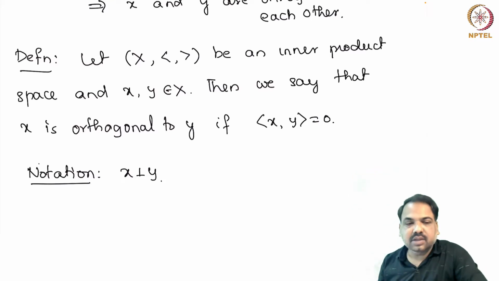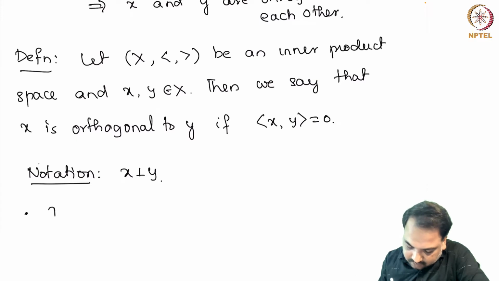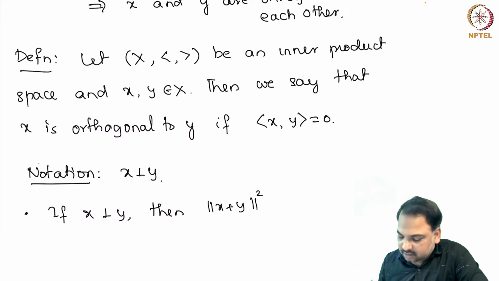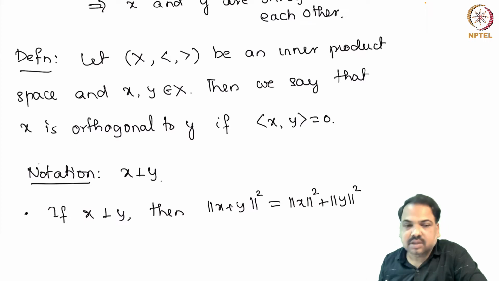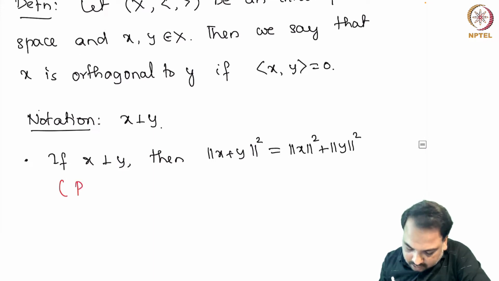Okay. Now what is the advantage of having orthogonal vectors? The immediate observation is that if x is orthogonal to y, then we can look at norm of x plus y squared. By expanding using the inner product, we can easily show that this is norm x squared plus norm y squared, because the inner product of x with y is 0. Now this is exactly the generalization of the Pythagorean property that we learn from Euclidean geometry. So this is called the Pythagorean property.